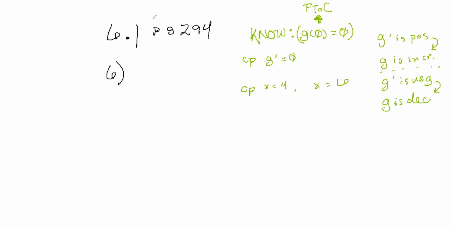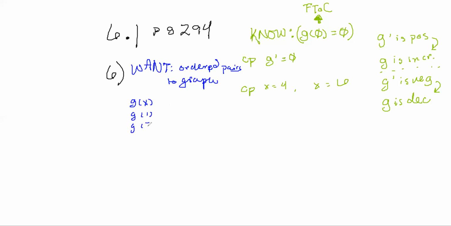And then I'm going to quickly write down what we want, and then we can get to solving the problem. We want ordered pairs to graph. Given that, we want to find what g of x is, for g of 1, g of 2, we want to find all of these. So that's what we want from this problem. We're going to start off by finding what the critical points are.